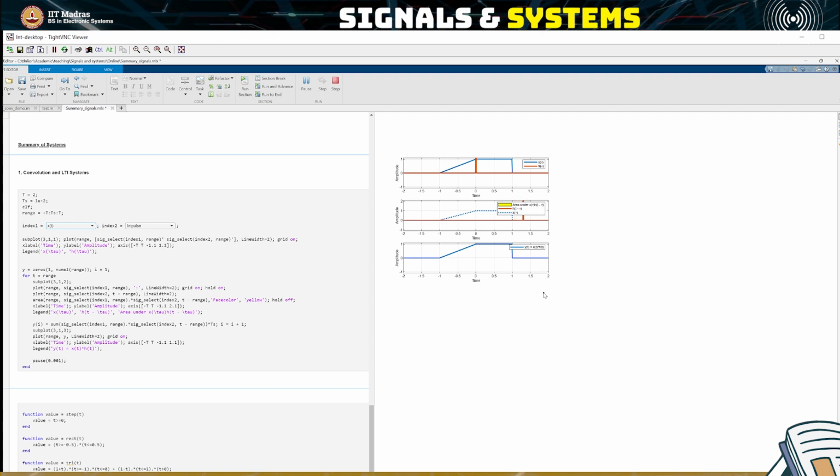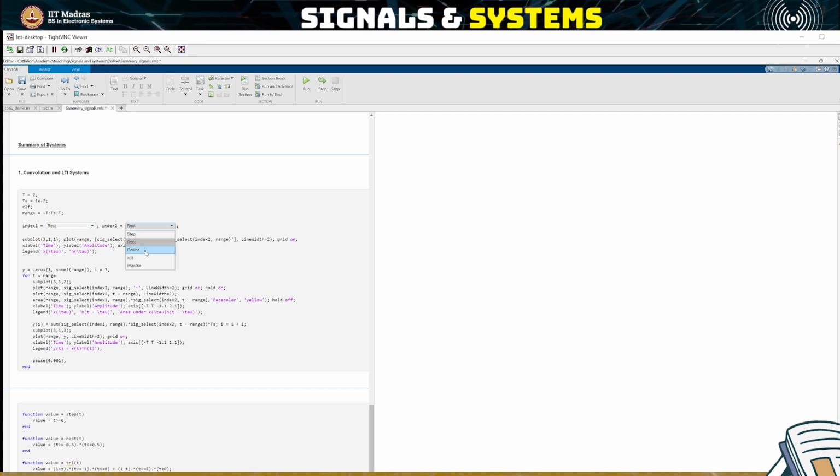As before, whatever is the input is what we are getting as the output, because we are convolving only with the impulse. Now let's see something interesting. We'll convolve the rectangular function with a cosine signal.